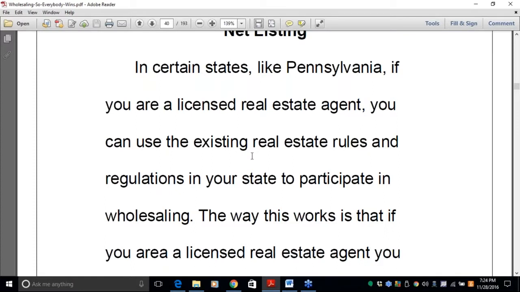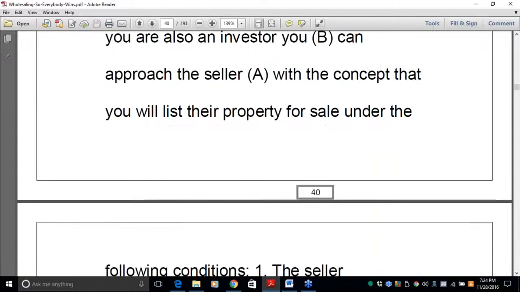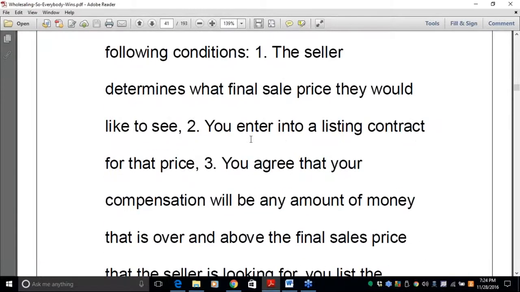I've done net listings. They absolutely do work. I like them because there's more protection there within the framework of real estate brokerage. If your state doesn't allow it, then you're back to what we talked about last week. I just want to let you know that in some states and provinces, you've got another opportunity here, a way out, to do that.